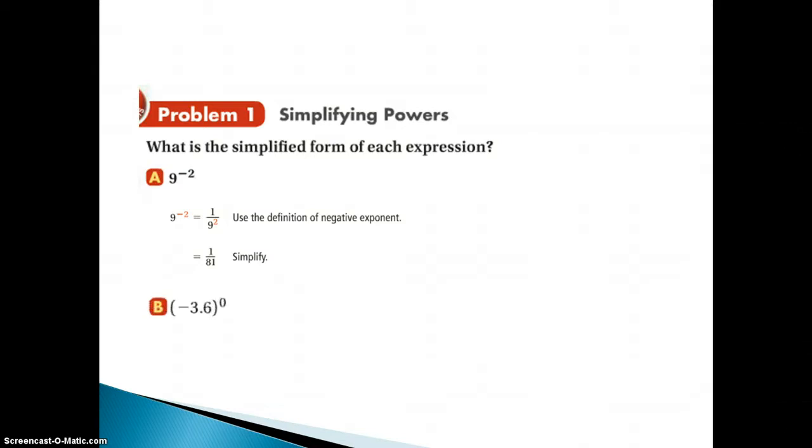Let's look at another example. So here we have negative 3.6 to the 0 power, and remember we said that anytime we ever take a number to the 0 power, we always get 1.